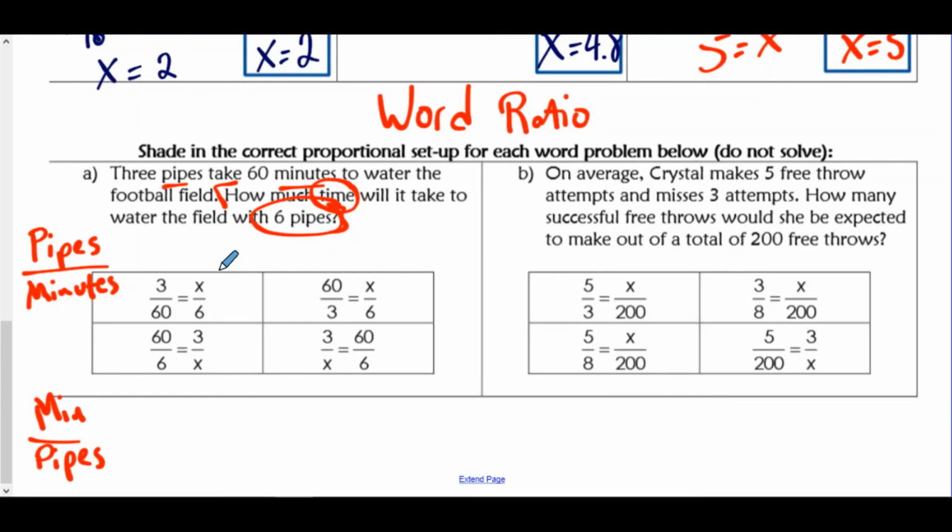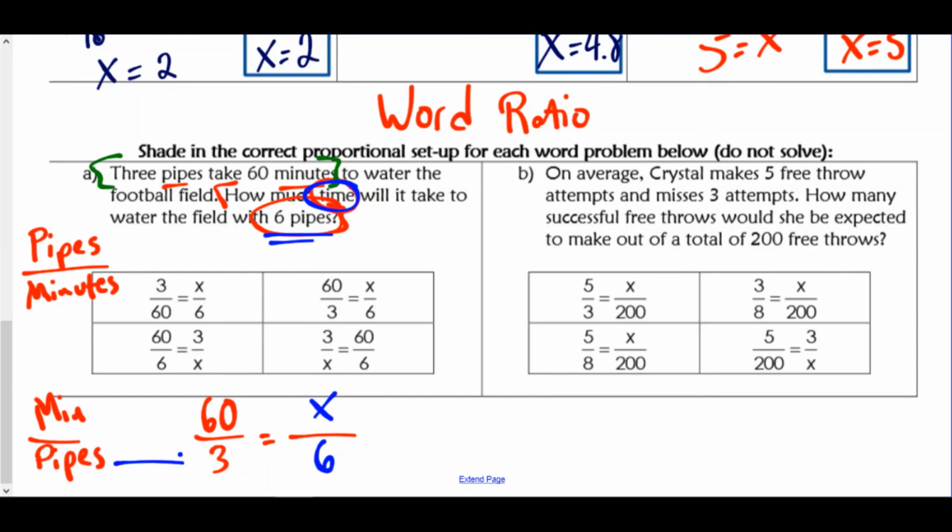And now I'm going to actually put those into the proportion. So each proportion should be set up as 2 ratios equal to each other. A ratio on this side equals a ratio on that side. So 3 pipes, I'm going to use this one, minutes over pipes. 60 over 3. Those two correspond with each other, 3 pipes and 60 minutes. And for the second sentence, I don't know how much time, so I don't know the number of minutes, that's my x, but I do know the number of pipes, that's 6.